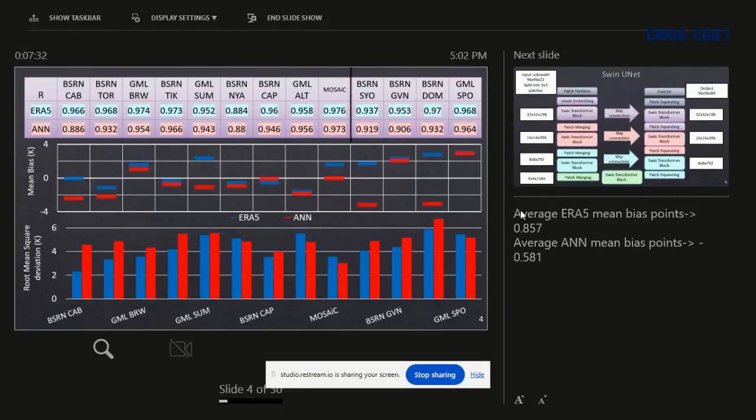And then these are the RMSDs. Generally, ERA5 is a little bit lower compared to the neural net retrieval, but the ANN performs quite well.